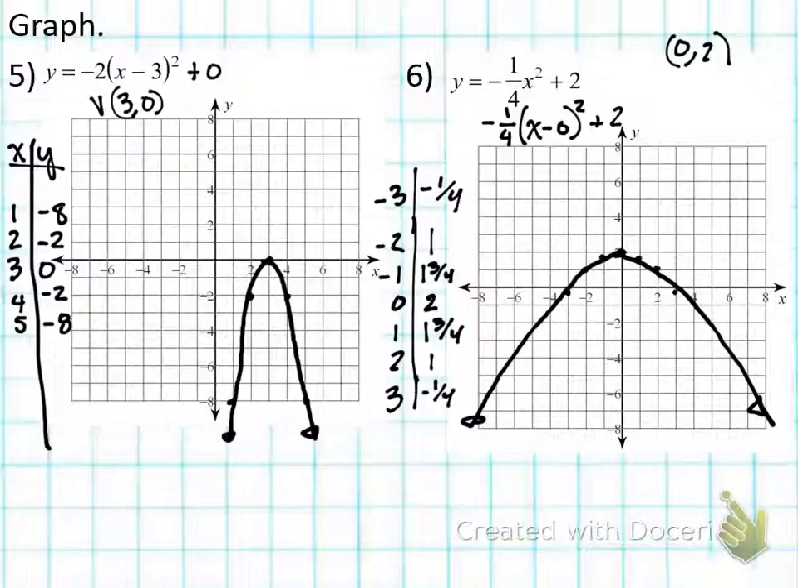But why do you think this one's wider? Because of fractions. Because of that A, right? A tells us if it opens up or down, and also tells us how fat or skinny our quadratic is going to be. The bigger A gets in number, the skinnier your quadratic equation, or the graph, is going to be. When A becomes a fraction, it gets fatter and wider, okay? Does that make sense? Yeah. Good. Okay. That concludes this lesson.